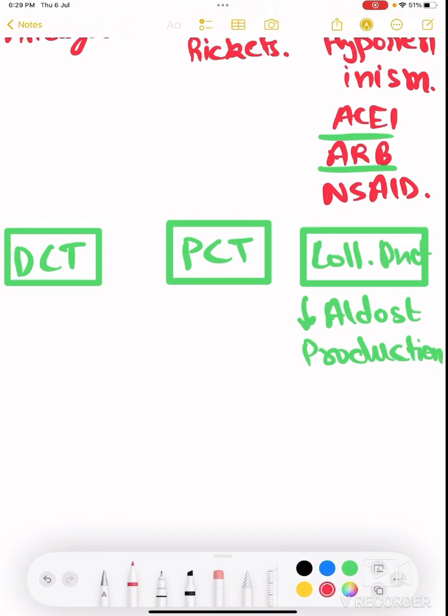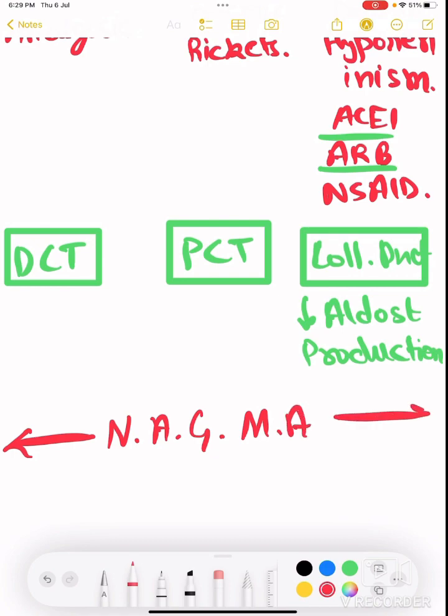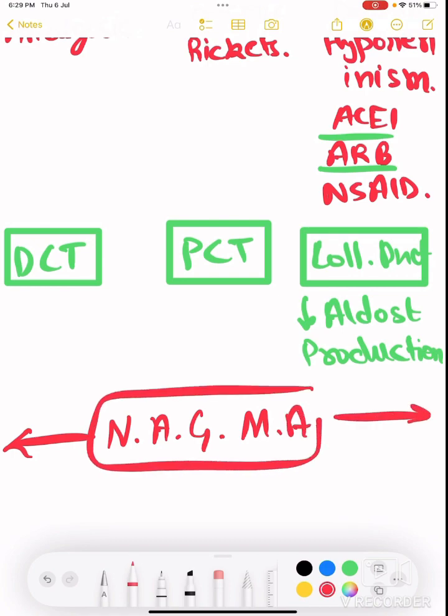Another important thing about all of them is that all of these cause normal anion gap metabolic acidosis. All three types of RTA are a reason for normal anion gap metabolic acidosis, right? They all come under NAGMA, normal anion gap metabolic acidosis.